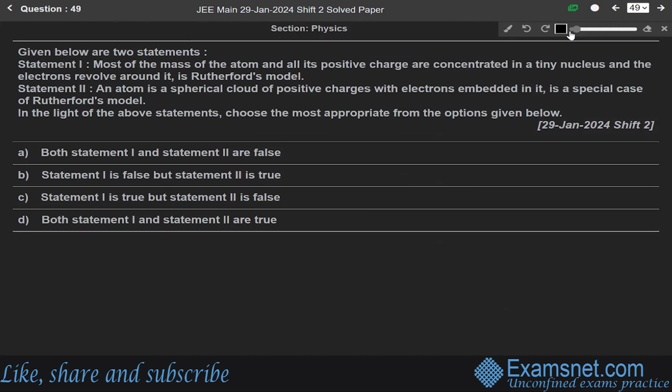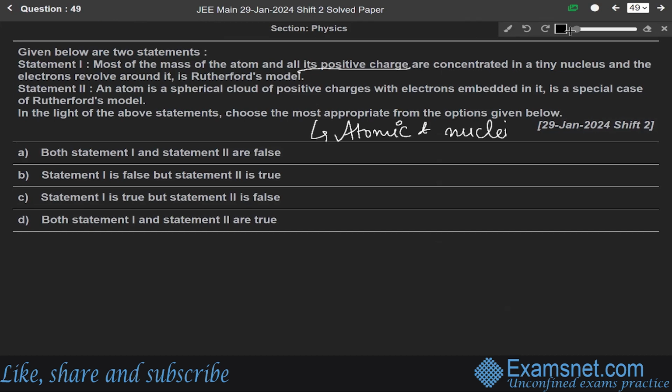Now question 49. Given below are 2 statements. Statement 1: most of the mass of an atom and all its positive charge are concentrated in a tiny nucleus and the electrons revolve around it. It's the Rutherford model. And the second statement is: an atom is a spherical cloud of positive charges with electrons embedded in it. It is a special case of the Rutherford model. Now, this question is from the chapter of atoms and nuclei.